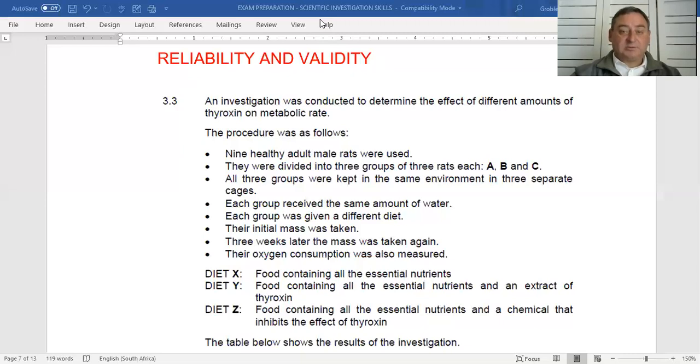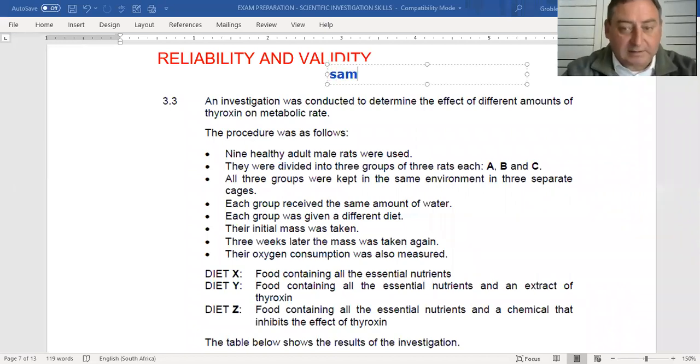Validity has to do with keeping everything the same. You only change the thing that you are testing. Like here, they only used males. They didn't use sometimes males and females. It makes it valid, the fact that they only used males in this case.